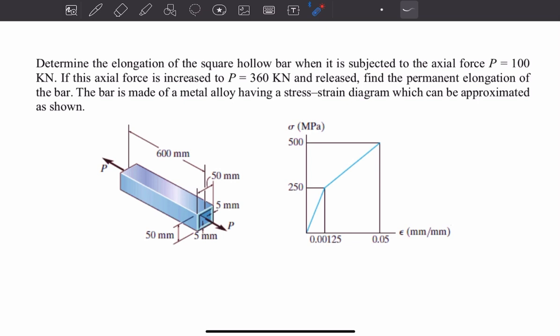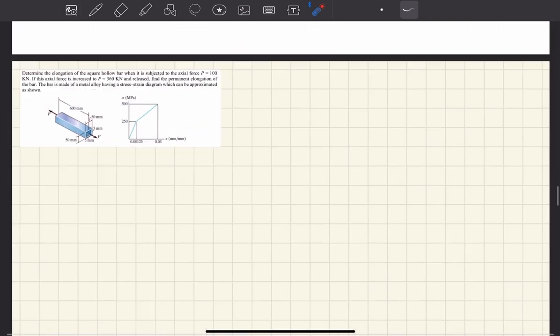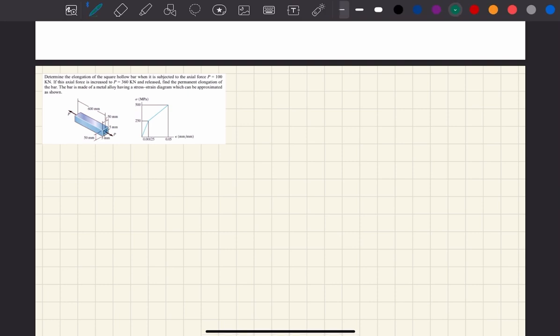The bar is made of a metal alloy having a stress strain diagram, which can be approximated as shown in the figure below. Okay, so right off the bat, we can find the cross-sectional area under stress since this is a column, right? So if we draw it out, it'll look something like this. And the cross-sectional area we are after is this stuff right here, right?